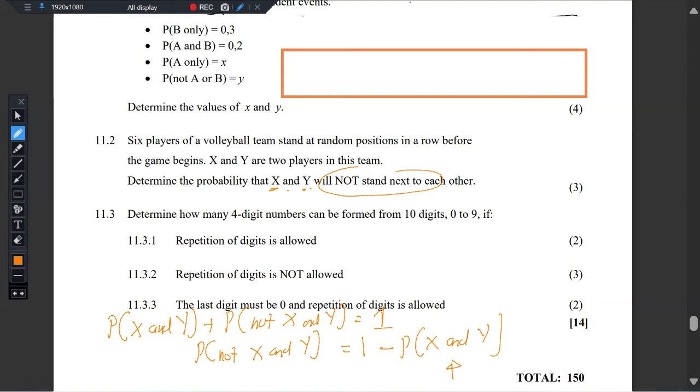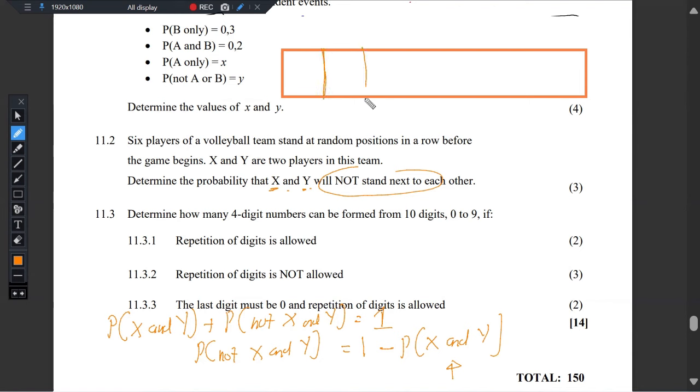And then what concept are we using? Complementary events. Right. So it is very, very crucial that you go back and revise complementary events, because they like questions that are around that. Okay, so now let's say our mission is to determine that X and Y will be next to each other.